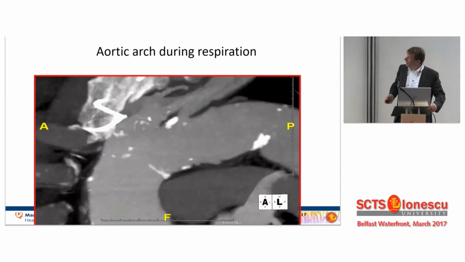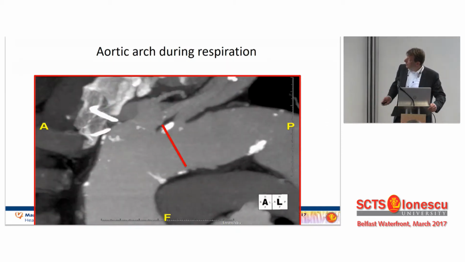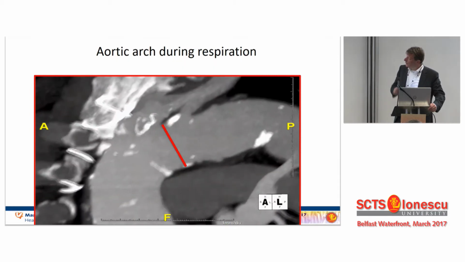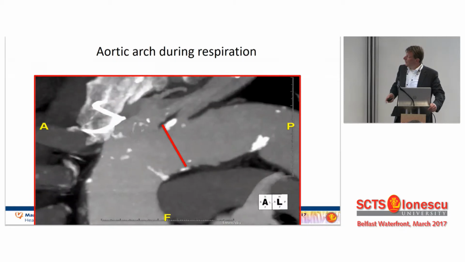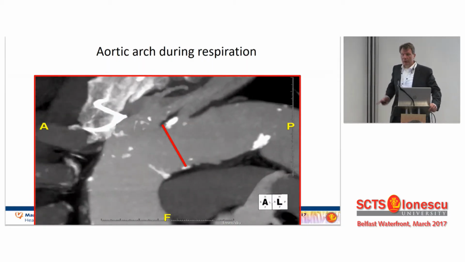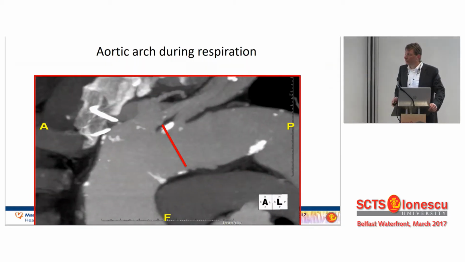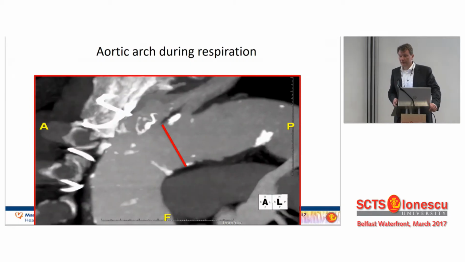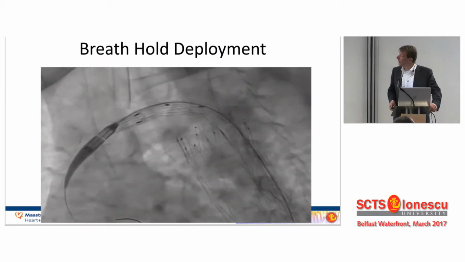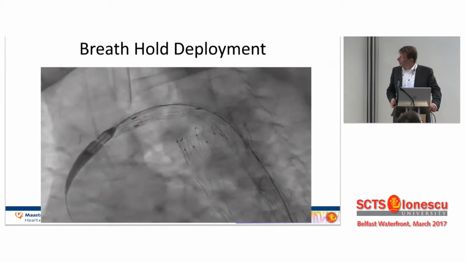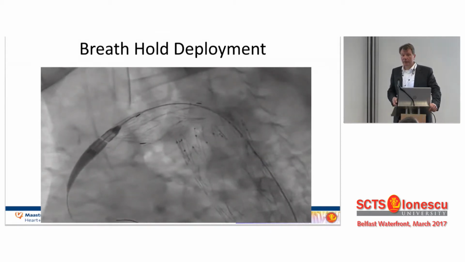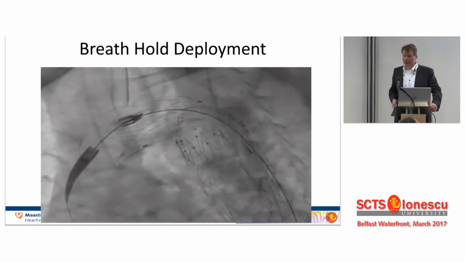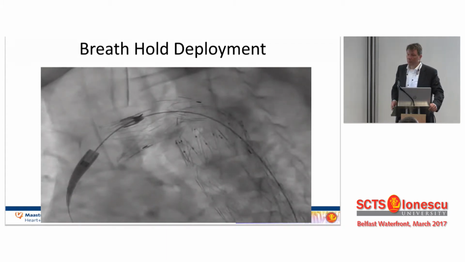This is just an animation I made, and you see the red line where the common carotid artery is. This is not what you see when you're deploying a stent graft, but this is how the arch moves when the patient is breathing. And so what we do is during arch deployment, we shoot our angio with breath hold, and we also deploy our stent graft with breath hold, just to have a stable position.